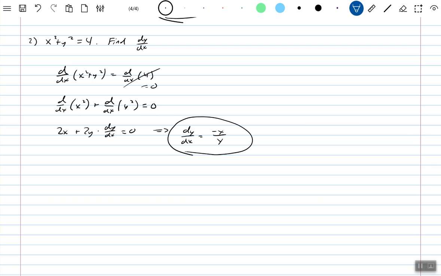A simple way to remember how to do implicit differentiation: the derivative of y squared, take the derivative exactly like you would with x and just tack on a dy dx at the end. That's how you do implicit differentiation. Differentiate the y function in terms of x the exact same way you would do it if it was an x, but then just multiply it by dy dx at the end.